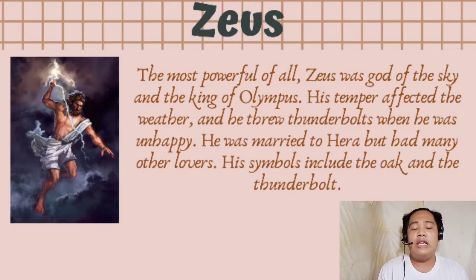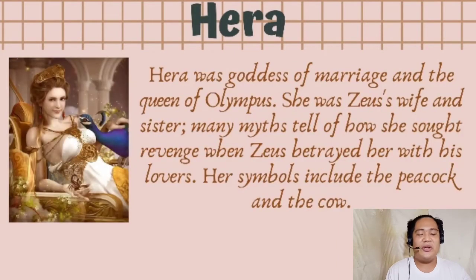So if you see a god whose symbol are the oak, or the thunderbolt, so that is Zeus. Okay, let's proceed with the second god, or the second one, which is the goddess Hera. So Hera was the goddess of marriage and the queen of Olympus. So her Roman name is Juno.